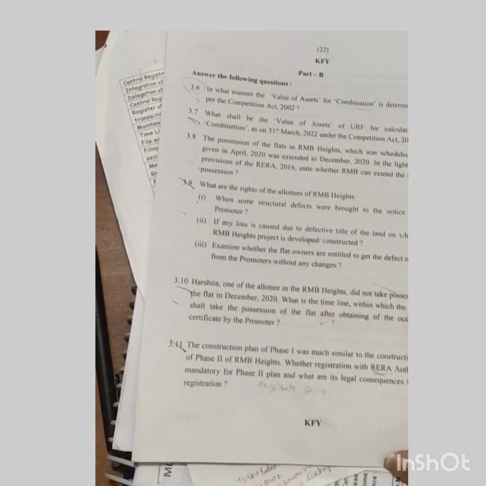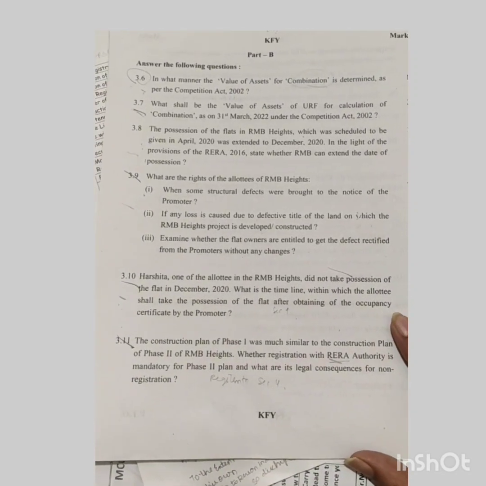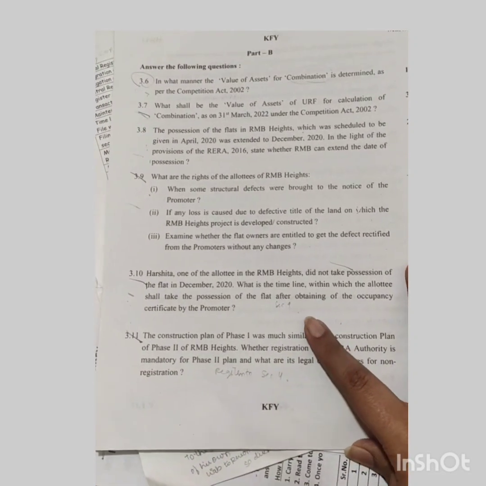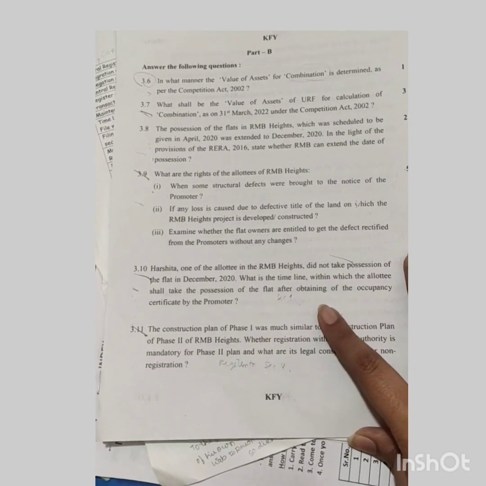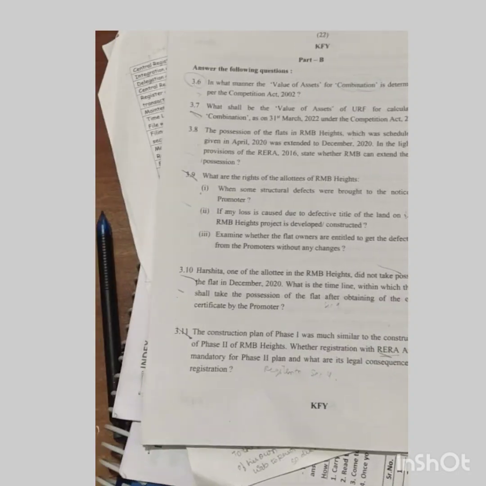Okay. So the next question, it was this one. The question is regarding, okay, this though I remembered, so I've written here section 9. So the time limit he has been asking, what is the timeline within which the allottee shall take the possession. Okay, so this is regarding section 9.